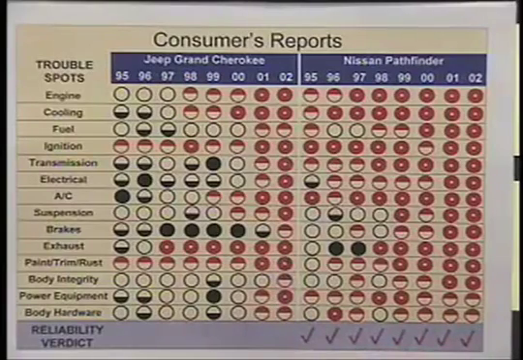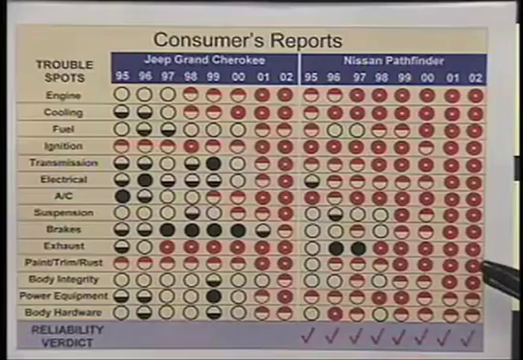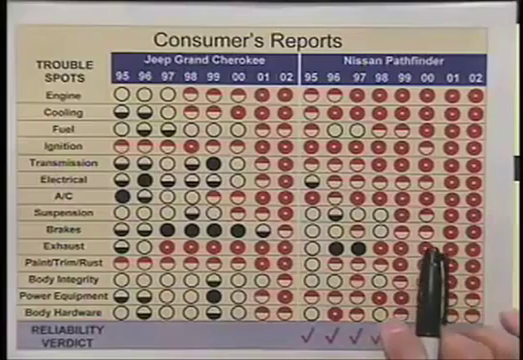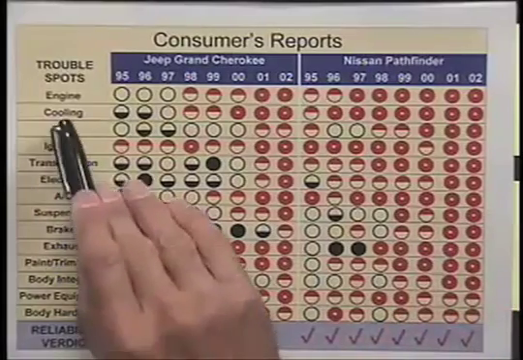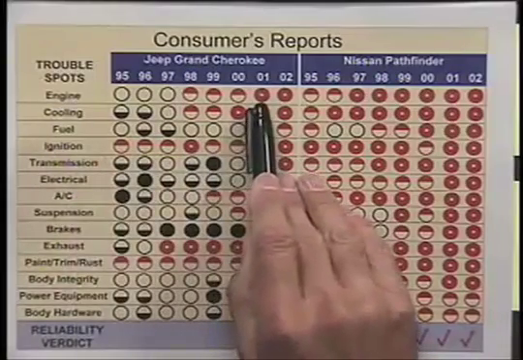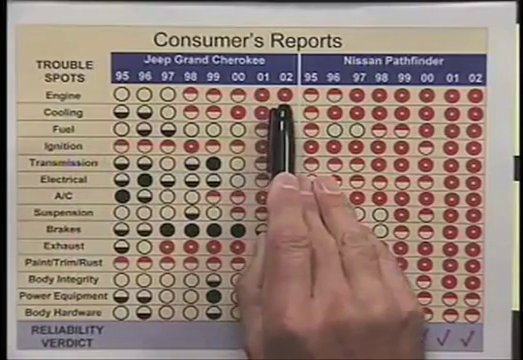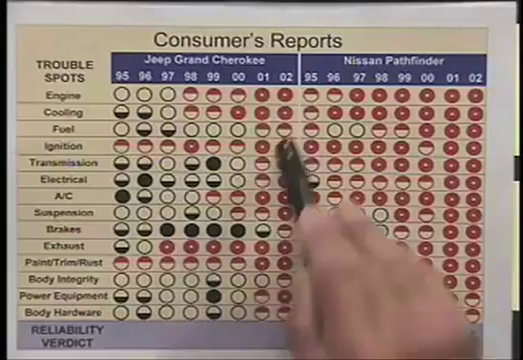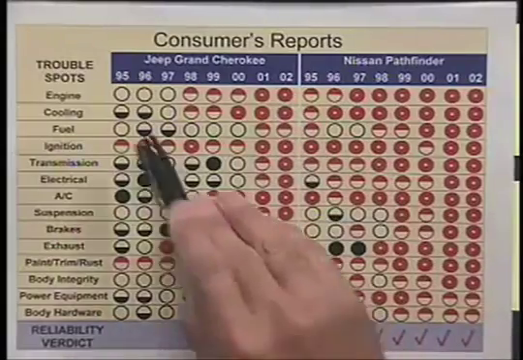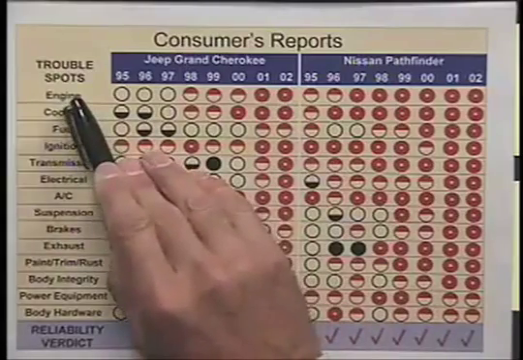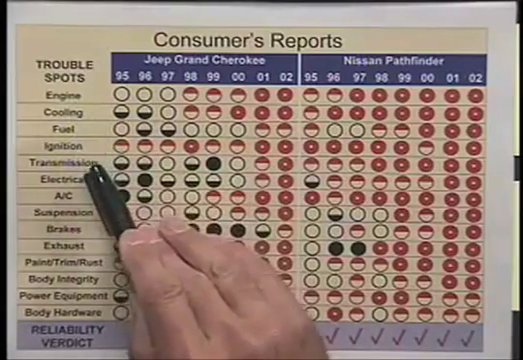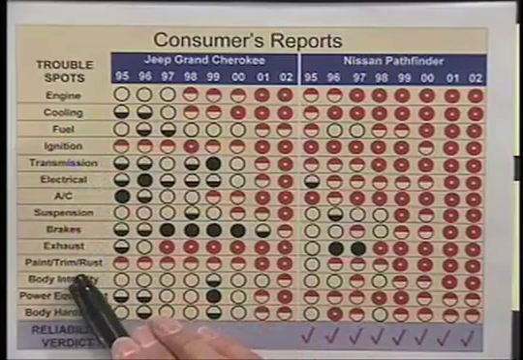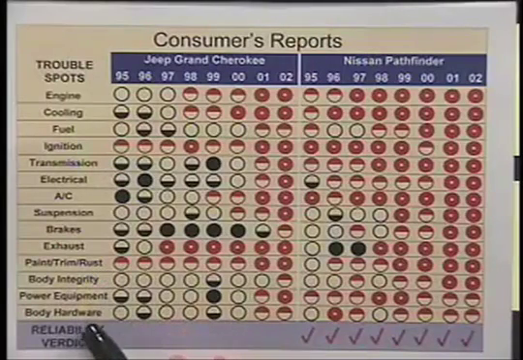They collect results from car drivers, and they've developed this excellent way to illustrate information about the cars. Here we have engine. Now, red is good. The red with the little hollow dot in the middle, that's about the best. Solid black would be the worst. Okay, here's the best, here's the worst. And then I have these different categories: engine, cooling, fuel, ignition, transmission, electrical, air conditioning, suspension, brakes, exhaust, the paint, the trim, the rust, the body integrity, the power equipment, and the body hardware.